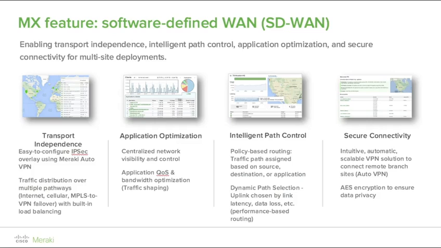Meraki supports not only failover and load sharing, but granular intelligent path selection based on individual traffic flows and traffic types. You can set specific rules based on source address, destination address, port number, application type, or a combination of any of those things.